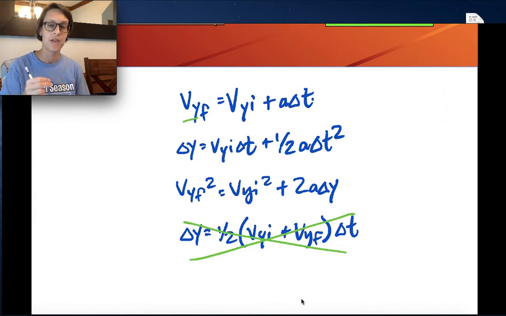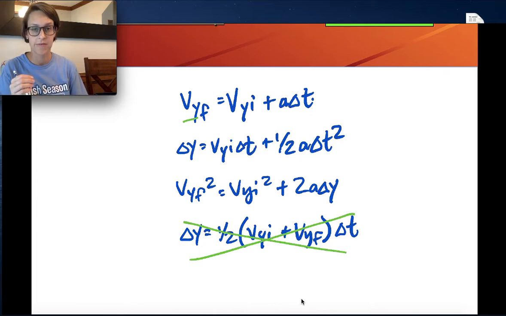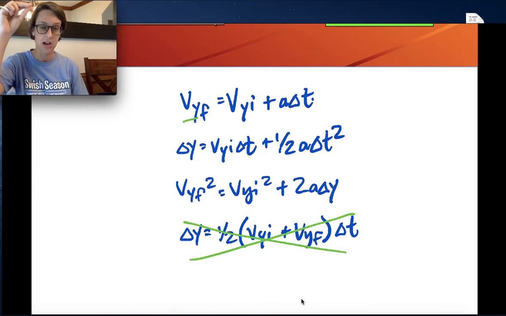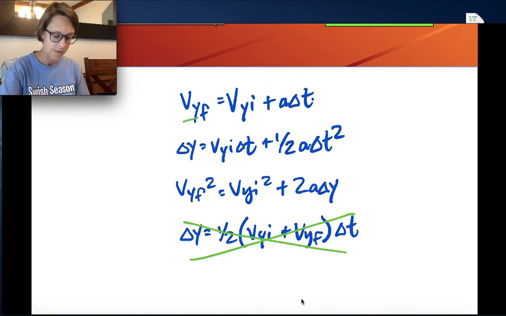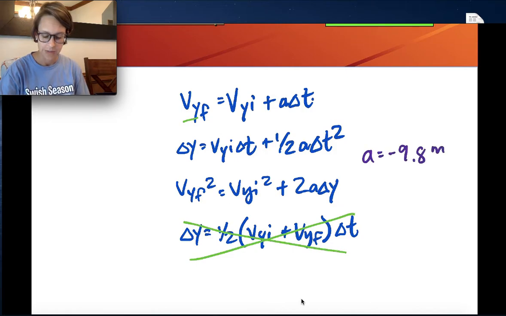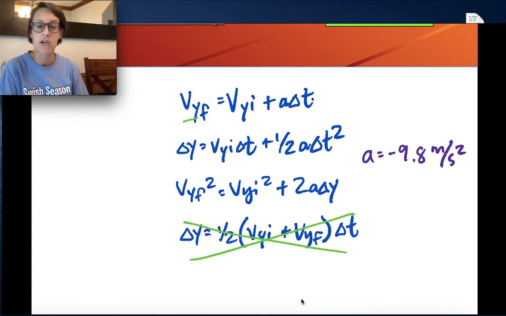Okay, VYI is initial vertical velocity. So if I drop something, it has a VYI at the top, which is 0 because I'm holding it still before I drop it. And then it's going to fall, and as it's hitting the ground, it has a VYF, or a final vertical velocity. Okay? And then the important thing to remember also is that A is always going to be negative 9.8 meters per second squared as long as the object is on the Earth.